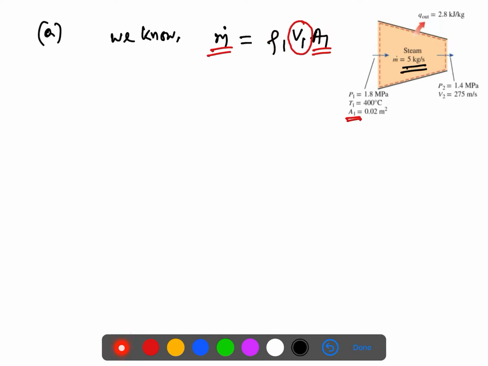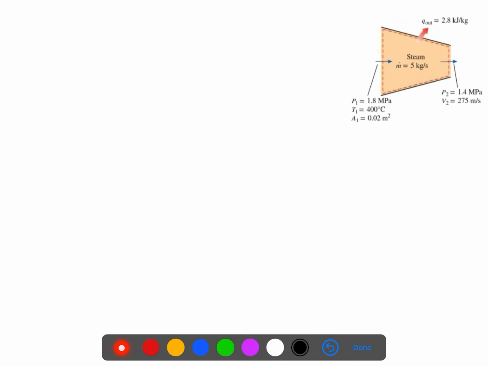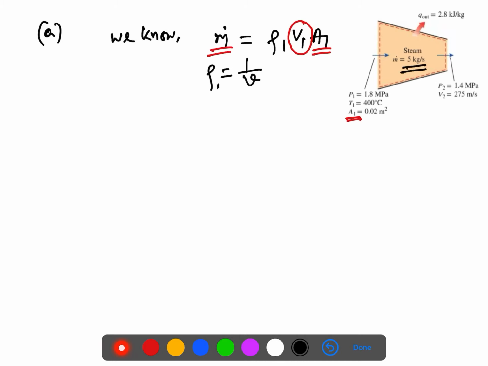But what we know is the relation between density and specific volume: rho equals 1 over small v. This small v is the specific volume. Since this is for the inlet, we can define it like this: rho1 equals 1 over v1.